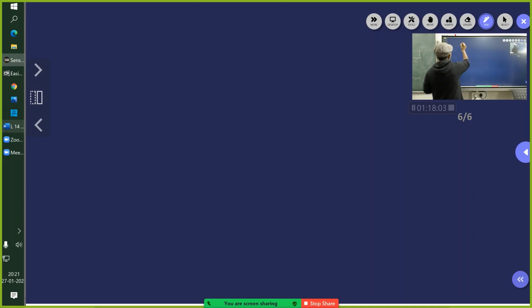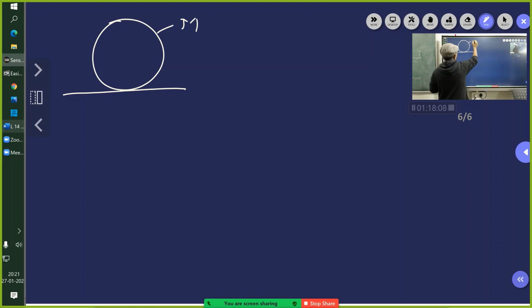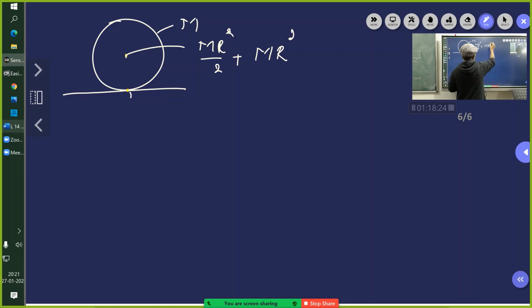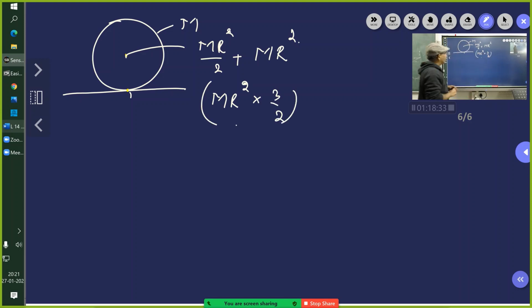So supposing it is a disk which is rolling. About the center, if it is a disk, it is mr square by 2. Now about the instantaneous axis of rotation, you have to shift it by r, isn't it? So this will again be plus mr square. That gives us mr square into 3 by 2. Got it? Yes, sir. I think you can handle this.